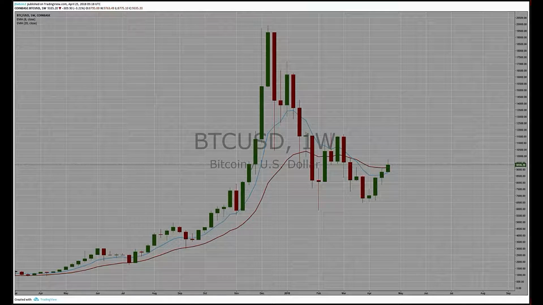This week's candlestick is already bullish. Last week's candlestick was also bullish, and that was pretty much to be expected. You'll notice that I do have a couple of EMAs on here, the 8 EMA in blue and the 20 EMA in red. Those will be on all of the charts, but Bitcoin's weekly chart is showing bullish momentum, so that is good.